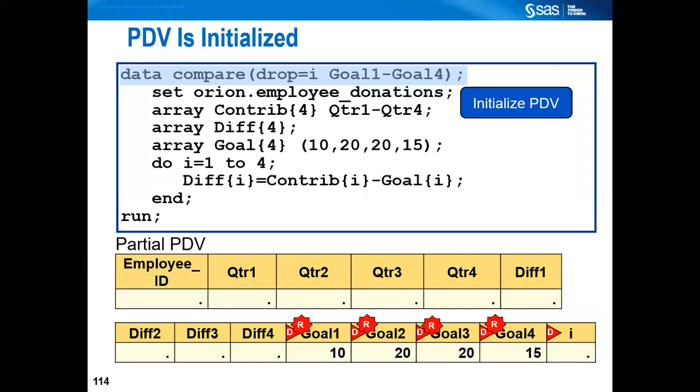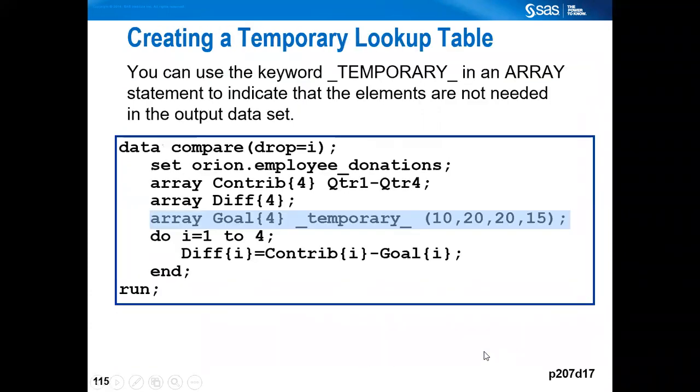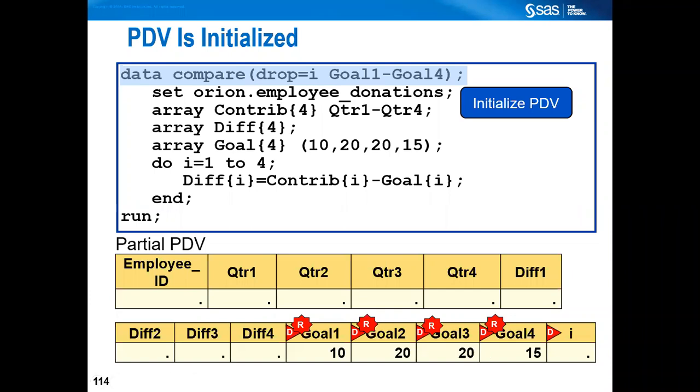So during the execution phase, look at your PDB. It's the first iteration. Your PDB is initialized to missing. Now, because these goals have been provided with values, those are not initialized to missing, but with their values. Hence, it is getting processed.